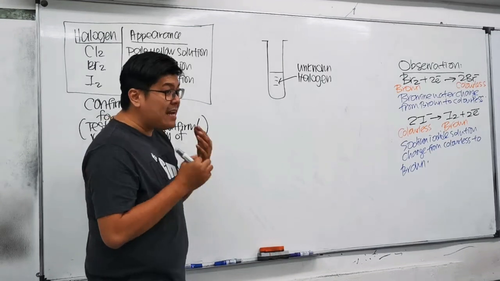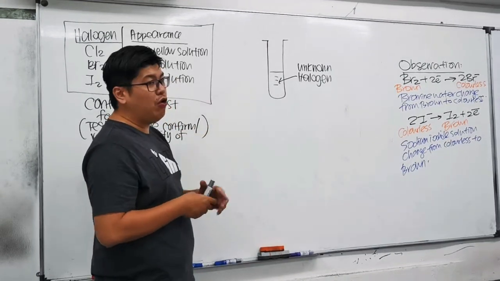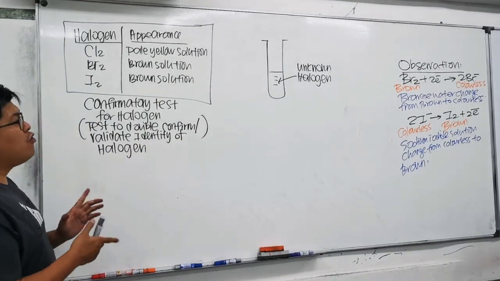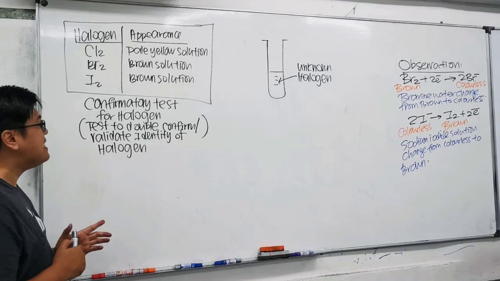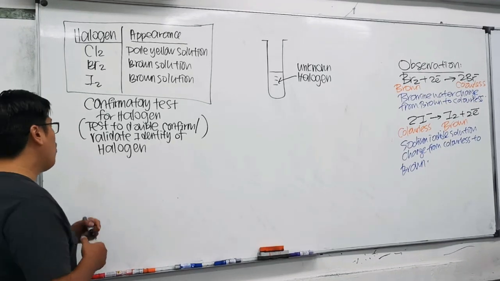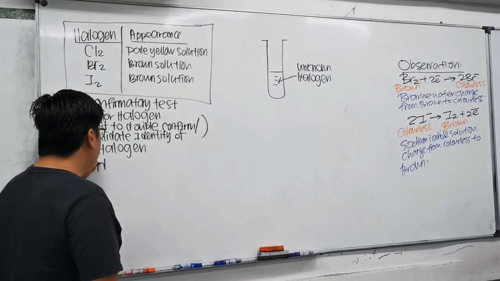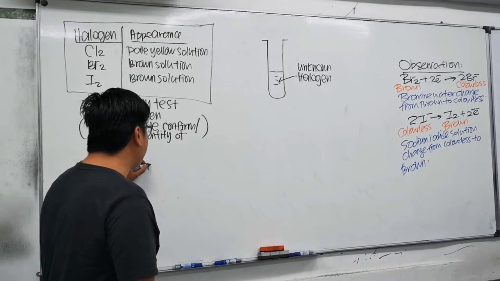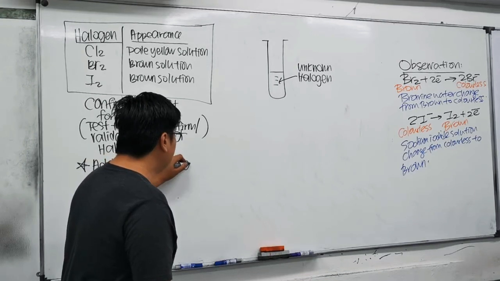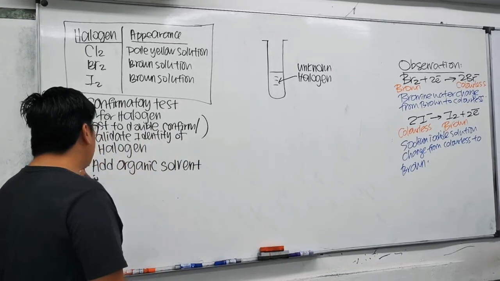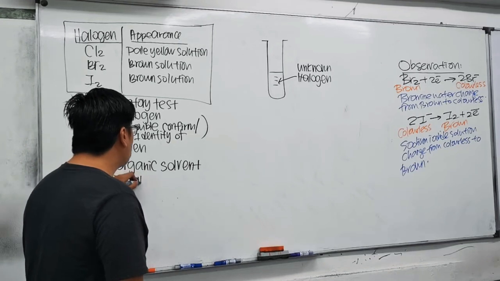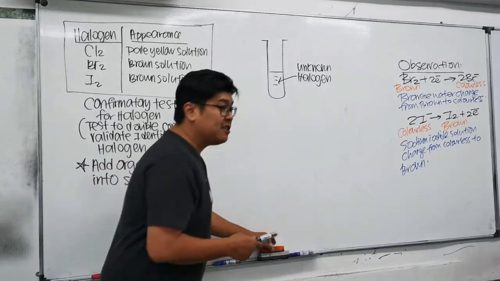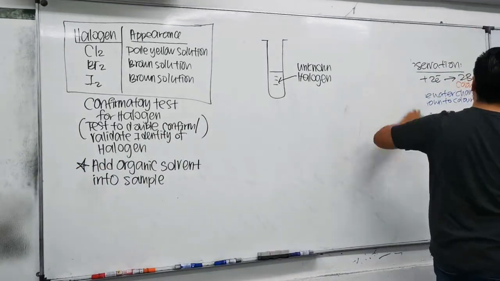So how to validate, how to double confirm which halogen is there? You have to do this confirmatory test. So how you do the confirmatory test here? You all should go to add a very special thing called organic solvent. You need to add some organic solvent into your halogen or into the sample. I want to revise with you what is organic solvent. Let's do revision.